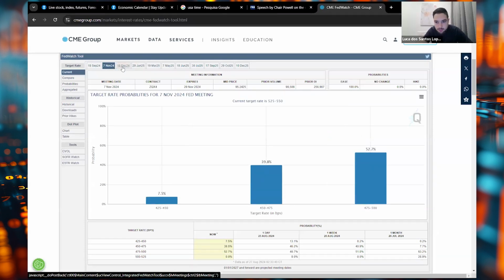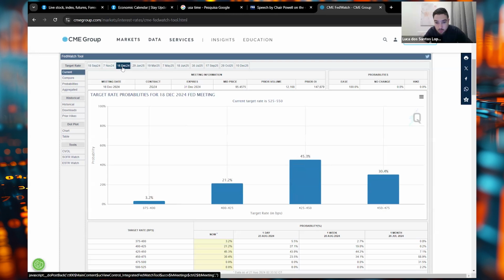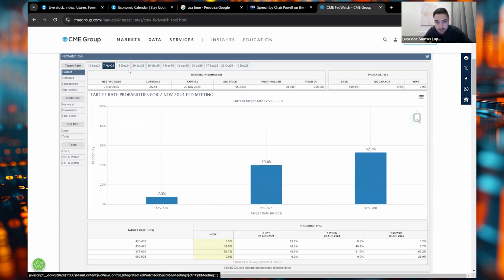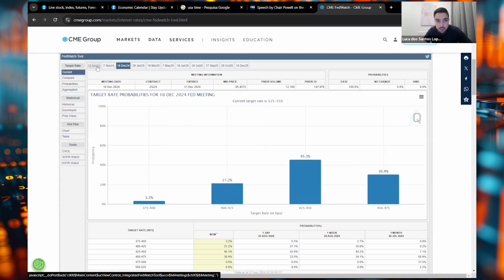And then on the 18th of December, 45.3% of the market is expecting another 25 basis point cut. So in general, maybe those people in January that were expecting 75 basis points of cuts from the Fed may be right in the end of the year.